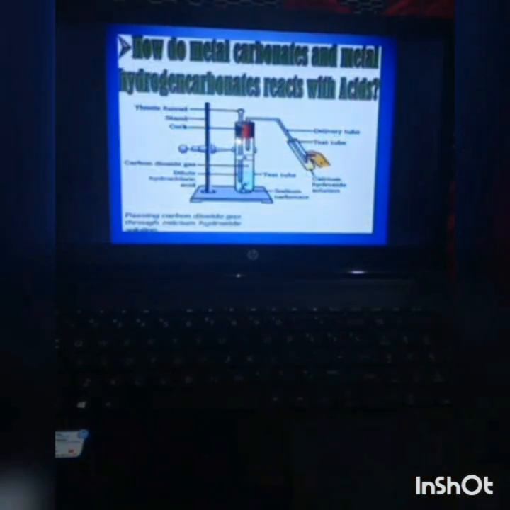The next reaction is what happens when a metal carbonate or metal hydrogen carbonate reacts with acid. The same apparatus is taken: a tripod stand, and a test tube with a double holed cork. One hole is connected with a funnel and the other is connected to a delivery tube, which is passed to a test tube that contains a base solution. Here we are taking the base solution.